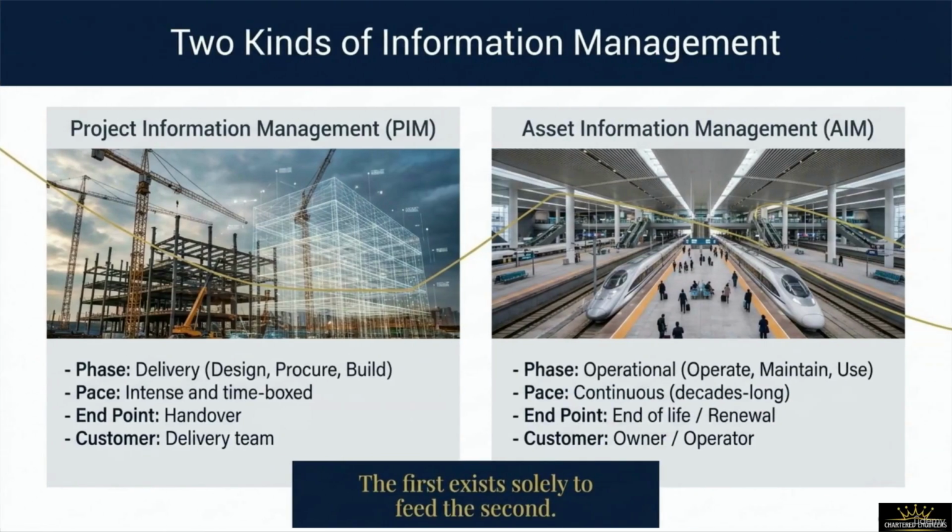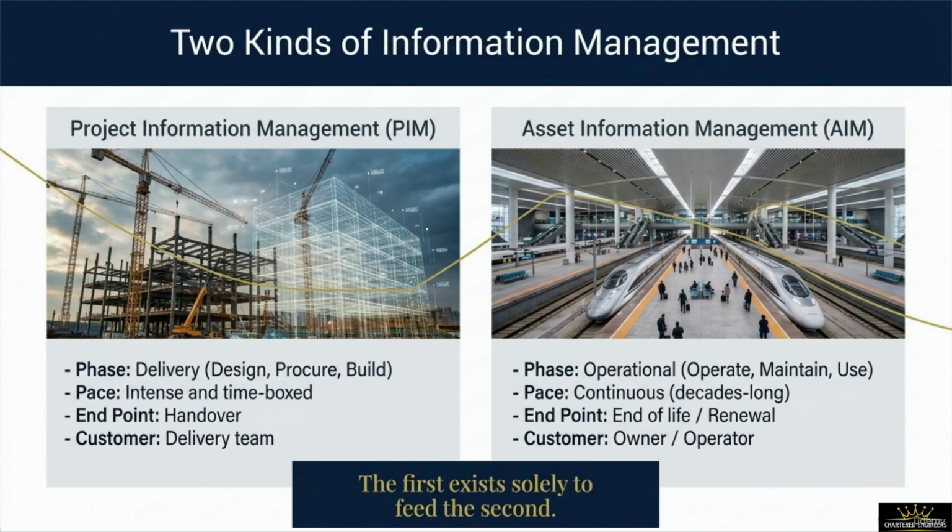To establish a rigorous data strategy, we must recognize that there are two distinct kinds of information management running across an asset's lifetime: Project Information Management, or PIM, and Asset Information Management, or AIM. Let's break down the parameters of each environment. Project Information Management, or PIM, operates exclusively within the delivery phase, which encompasses design, procurement, and physical construction. The pace of this phase is intense, collaborative, and highly time-boxed, culminating in a definitive endpoint known as the handover. The immediate customer of the PIM is the delivery team itself.